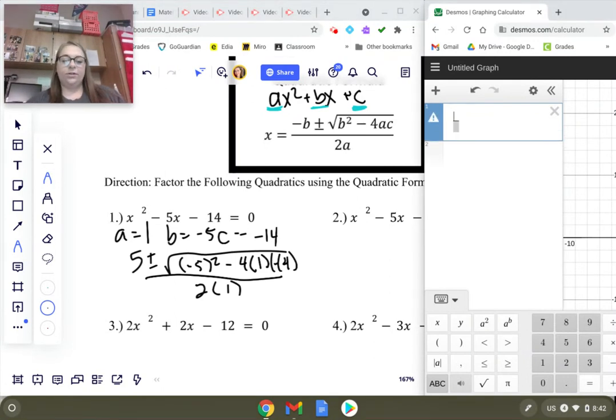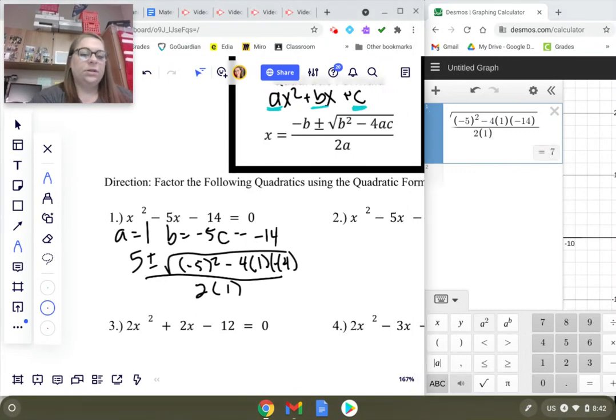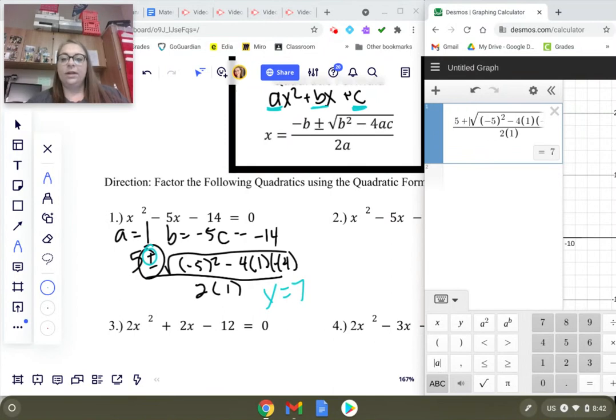Always hit divide first. When you hit divide, it gives you that line, so it's not going to mess up your actual calculations. From there, I'm going 5 plus radical negative 5 squared minus 4 times 1 times negative 14, all over 2 times 1. This one is where we get plus, and this one gets us 7. So x equals 7. But we want to do it again where we have a minus, hence why there's a plus and a minus. So put a minus, and that gets us negative 2. And that's our final answer.